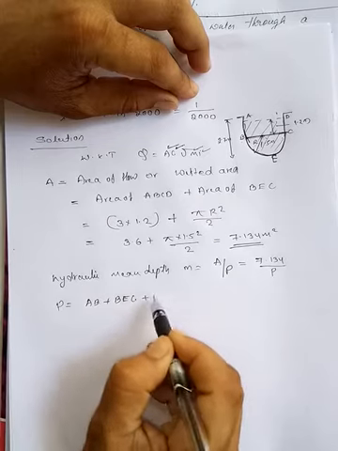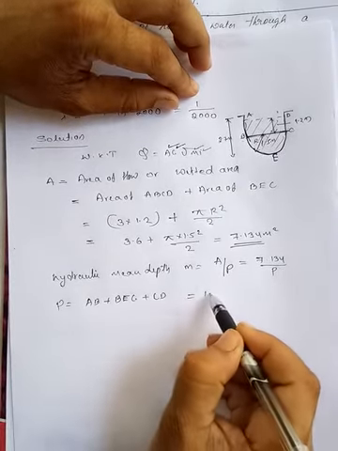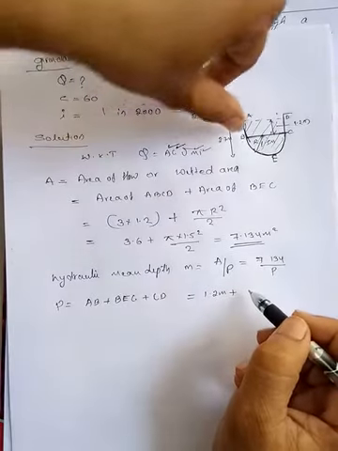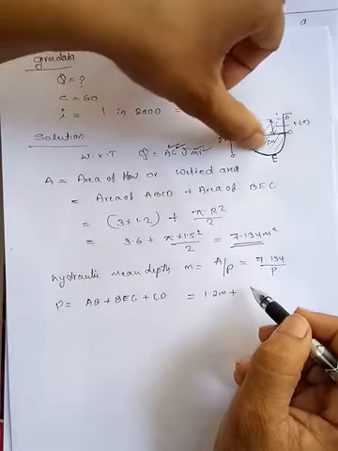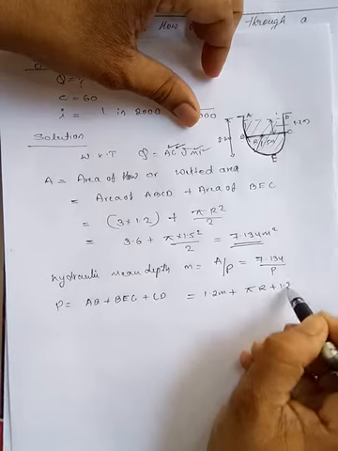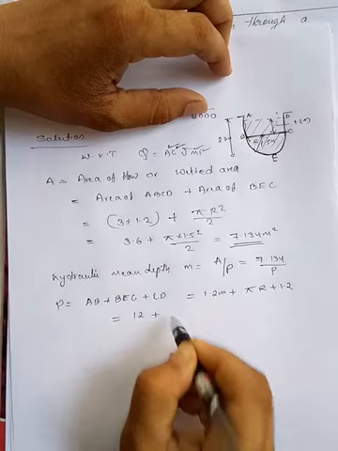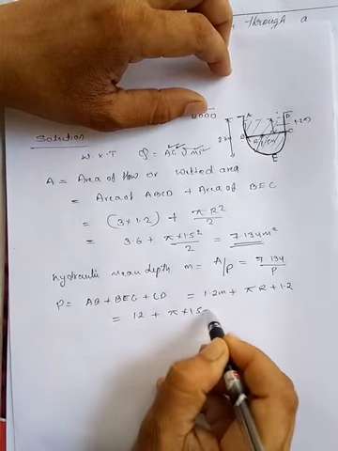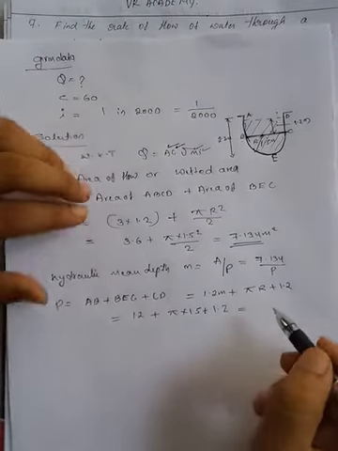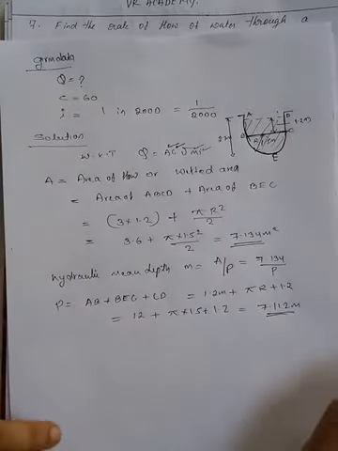So the wetted perimeter is AB plus BC plus CD, right? AB is equal to 1.2 meter. Next, BC, the semicircle. The periphery of the semicircle is pi r. Plus CD, 1.2. The final will be 1.2 plus pi into 1.5 plus 1.2. So you will get the answer. Just check it in the calculator. It will be 7.112 meter. So you got the wetted perimeter.